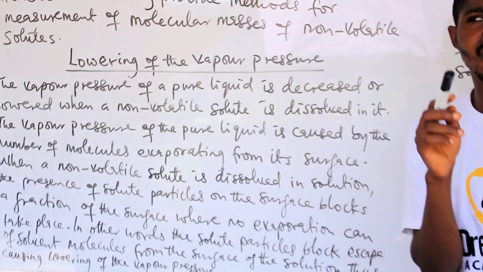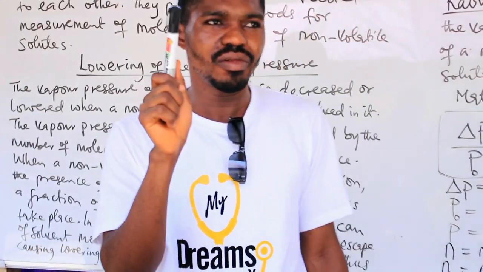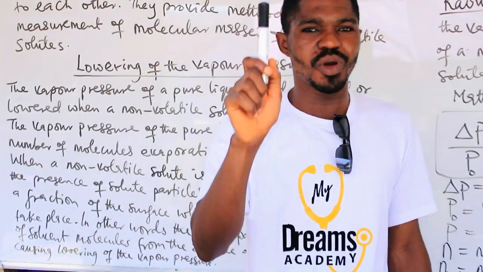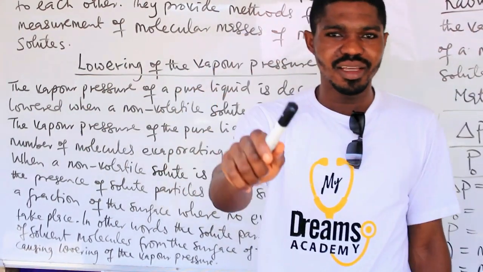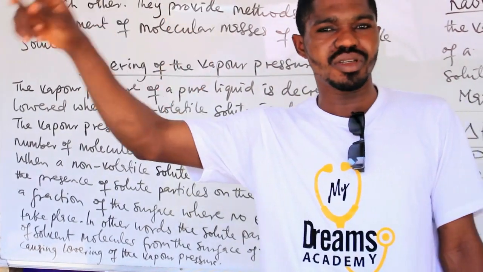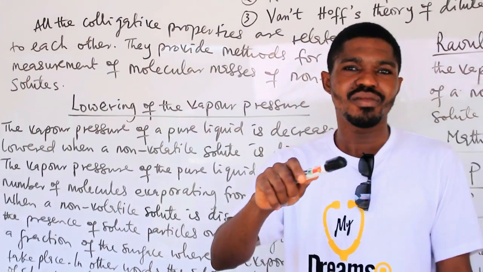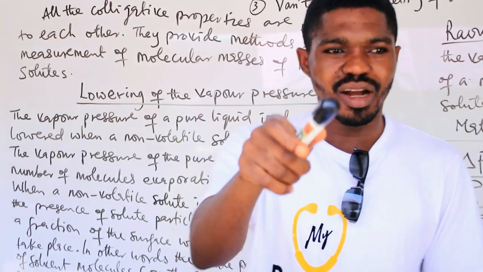Now, class, there's something I want you to know here, and you have to be careful about it. For example, if I get pure water, and I get water in which salt or sugar has been dissolved, which one do you think has higher vapor pressure? You are correct.